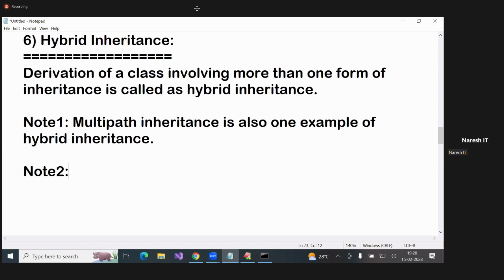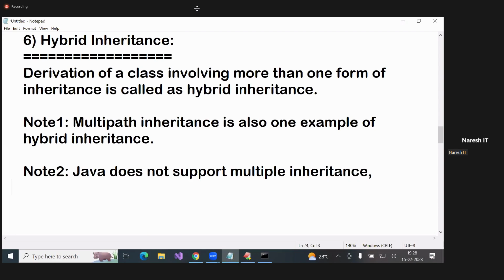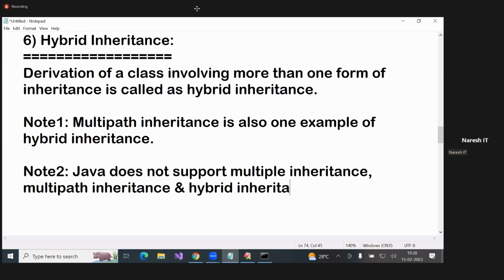Note 2. Java does not support multiple inheritance, comma, multipath inheritance, and hybrid inheritance. Why it doesn't support, I'll explain in tomorrow's class.